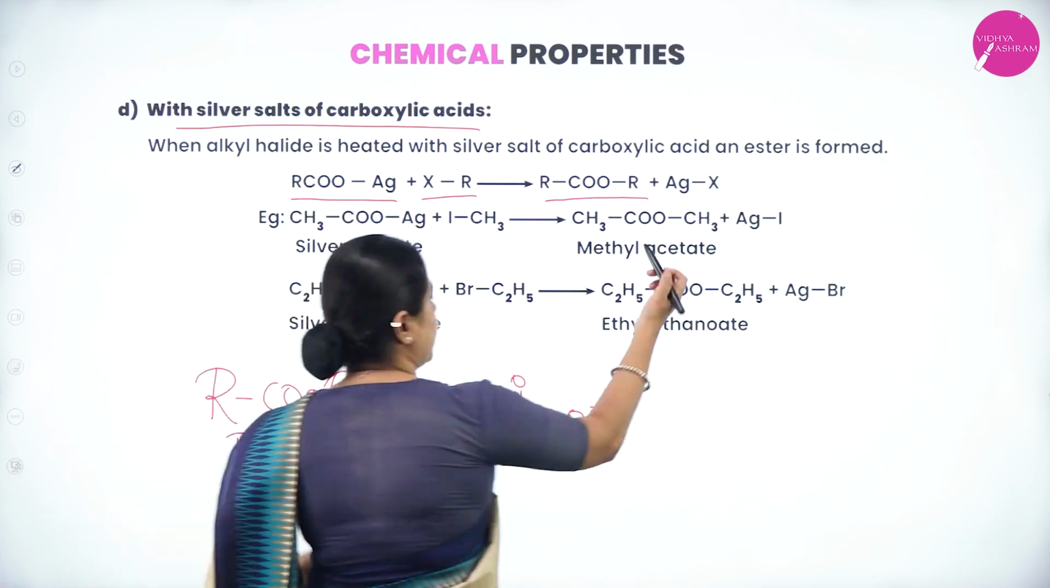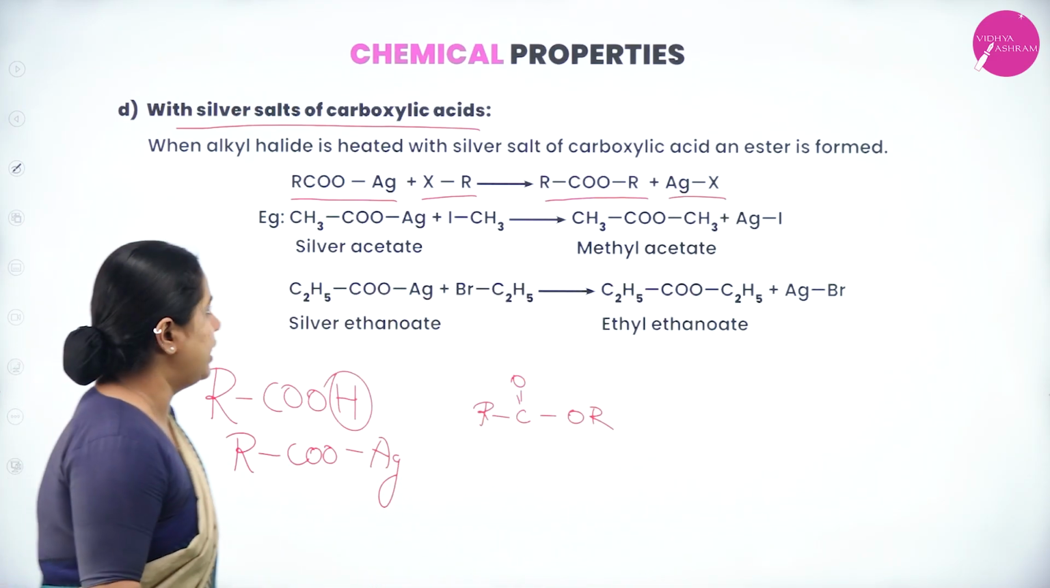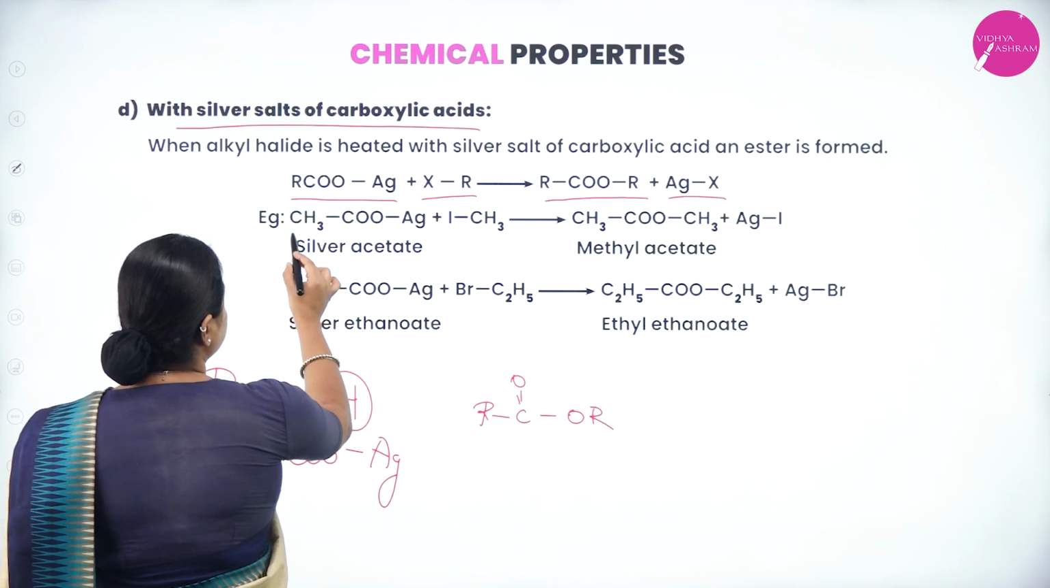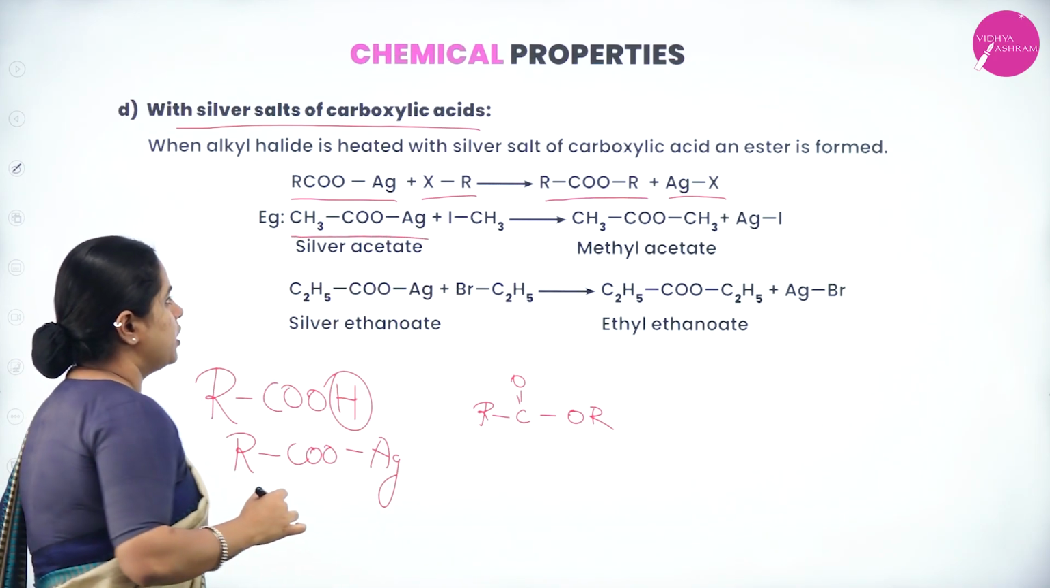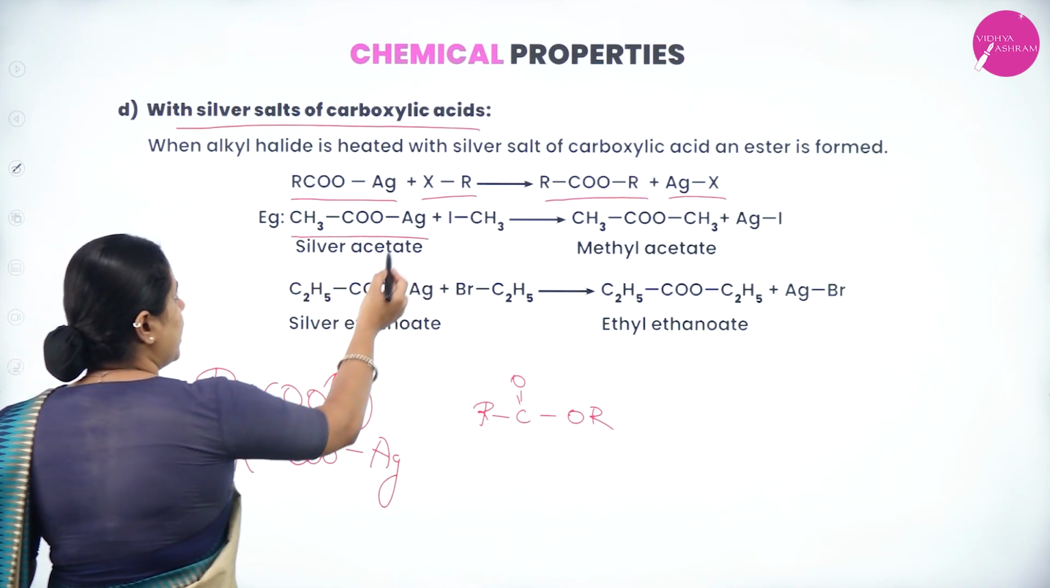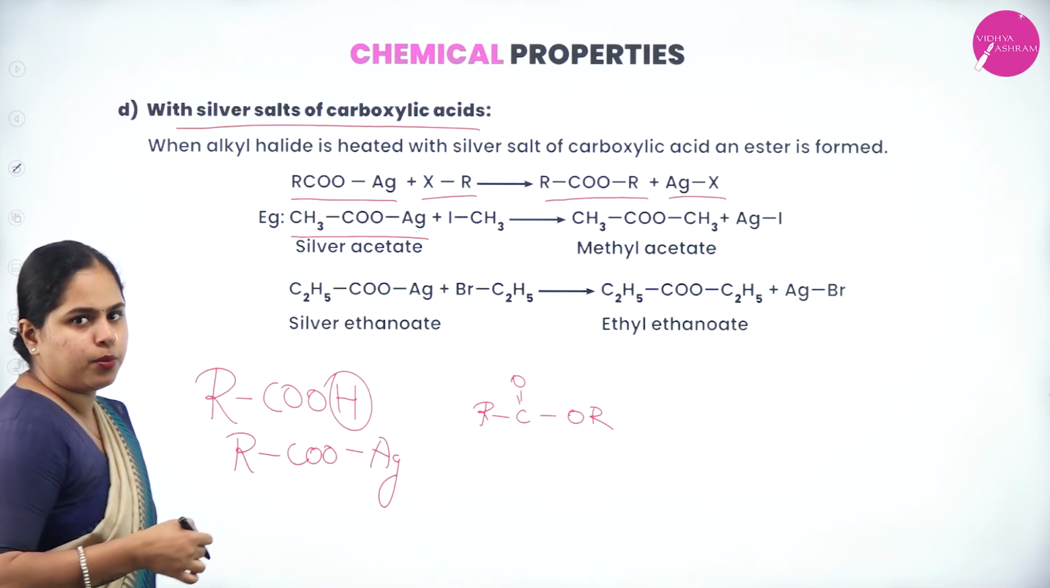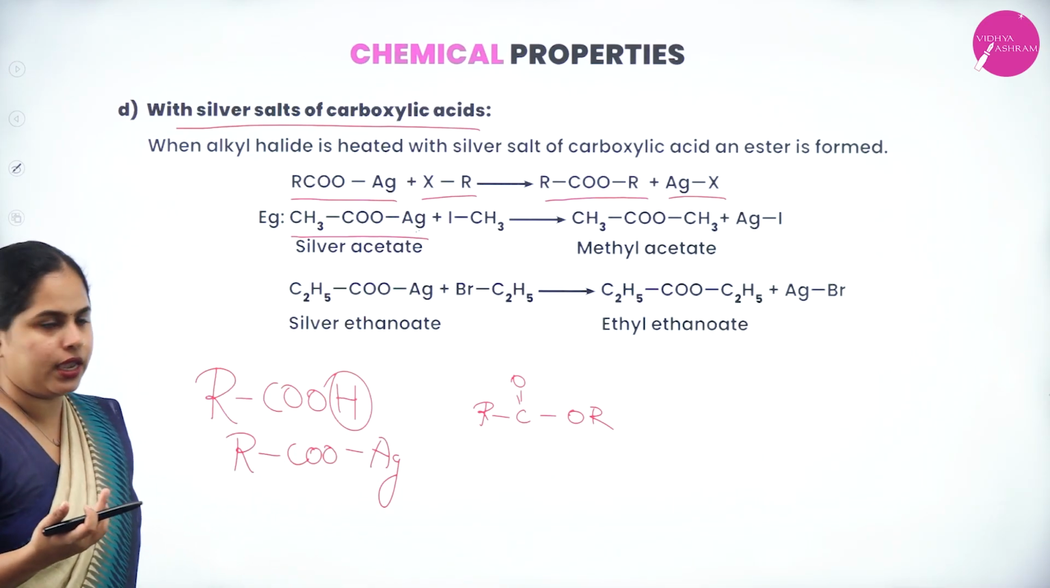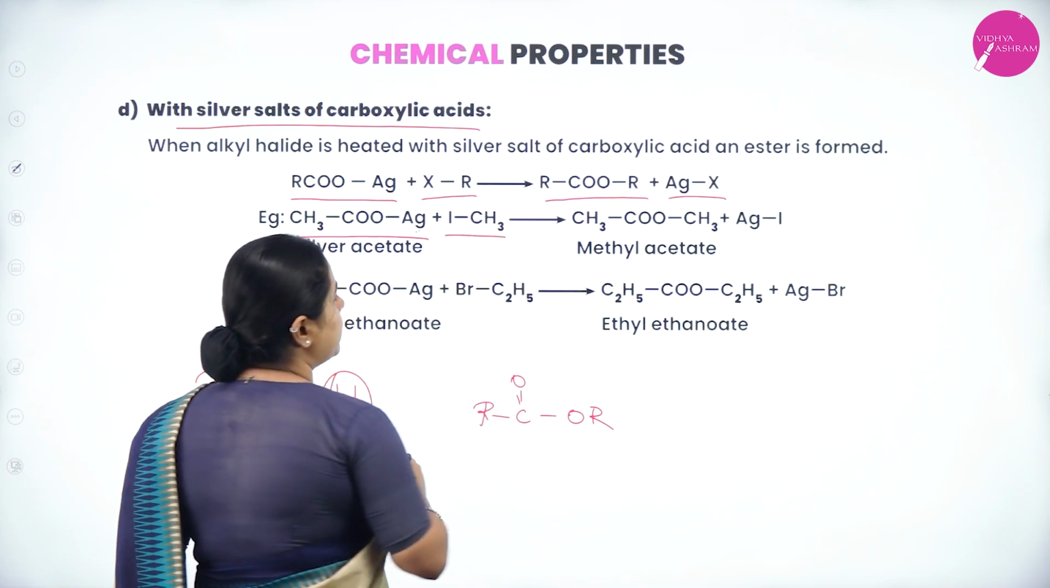So you get an ester as well as a silver halide. Now let's take a particular example, CH3COOAg. So this is silver acetate, as you can see. Again, it's a silver salt of carboxylic acid. Which acid is it? Ethanoic acid, right? Okay. And we have taken methyl iodide here.